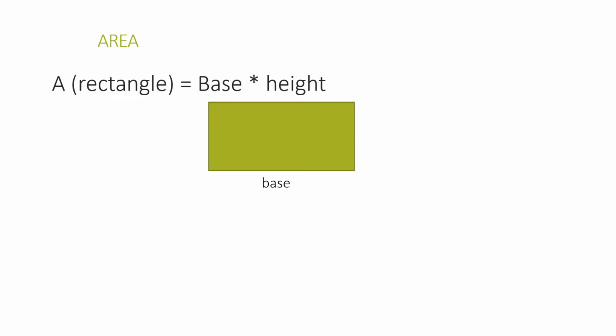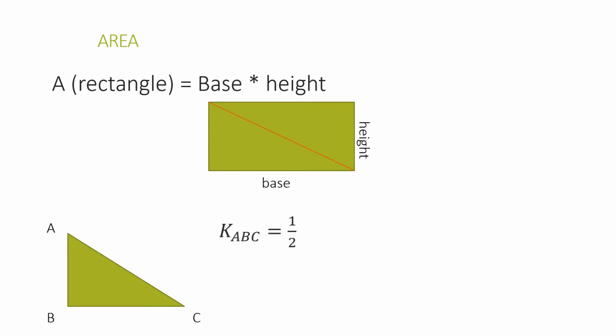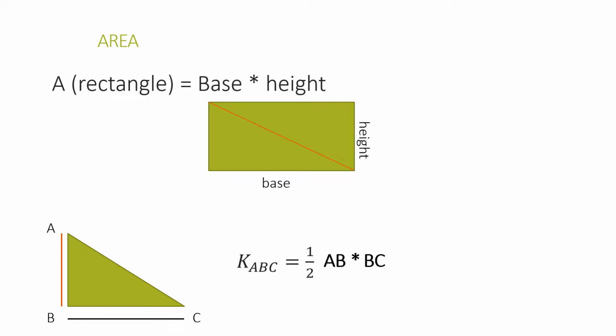The second topic to know before we prove the Menelaus theorem is the area. As we all know, the area of a rectangle is base times height. And when we cut this rectangle in half, we get a triangle. Then we can say that the triangle ABC has the area of 1/2 times the height AB times BC, the base.